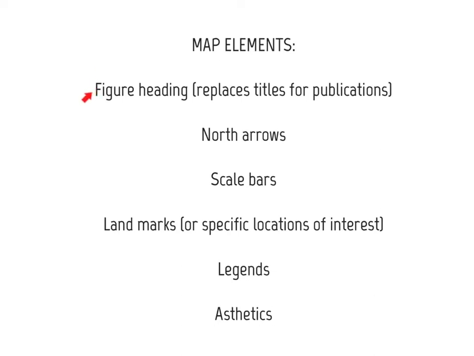We have the figure heading. This replaces the title in publications, and this is where we'll describe what the viewer sees on the map. The north arrow, providing the reader a reference for north and possibly other directions. The scale bar, for estimating distance on given maps. Landmarks are specific locations of interest to key the reader into specific places on the map or to key them into specific places discussed in the narrative.